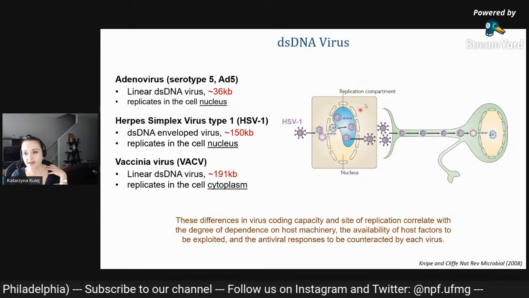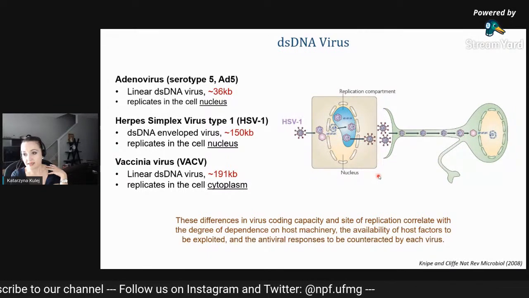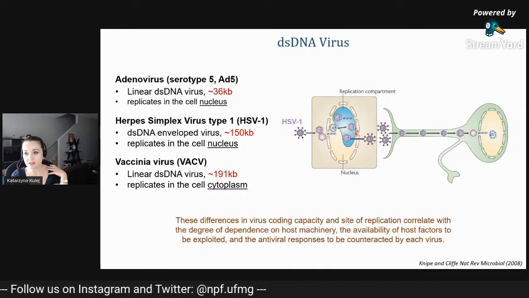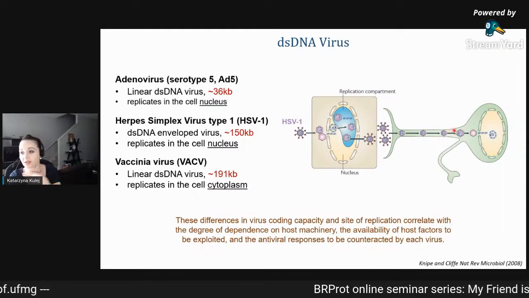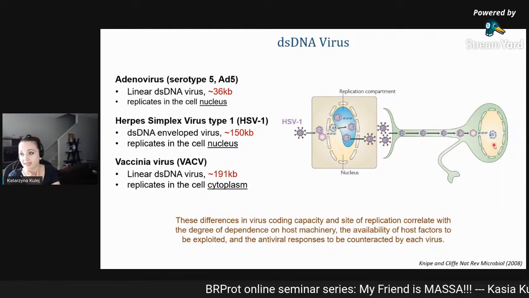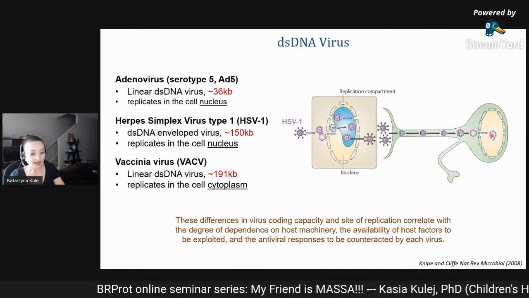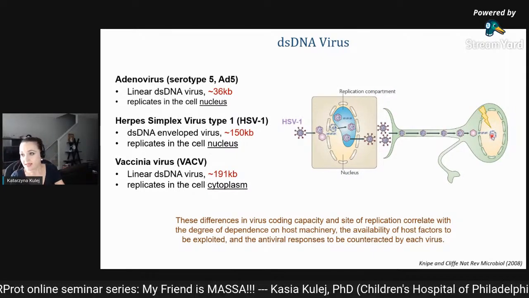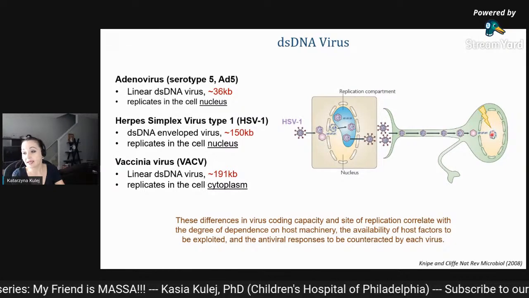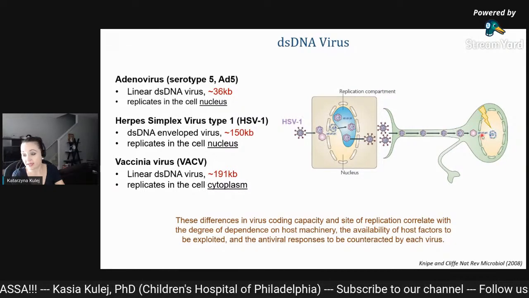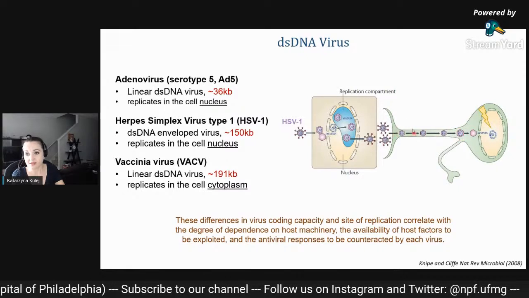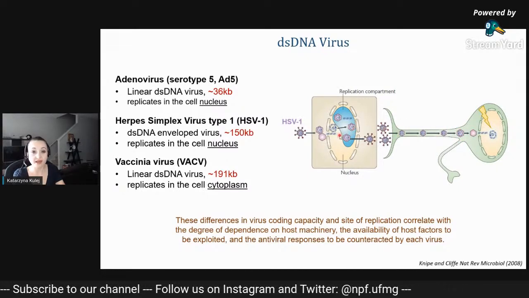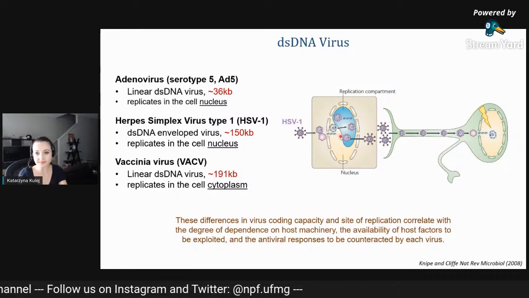HSV initially infects the epithelial cell as a lytic infection, replicates in the nucleus, and then enters the peripheral neurons, where it establishes the latency as a circular DNA. Upon cell stress, this circular DNA can get reactivated, replicated, and packaged into the viral particle and sent back to the axonal termini, where it can reinfect the epithelial cell.